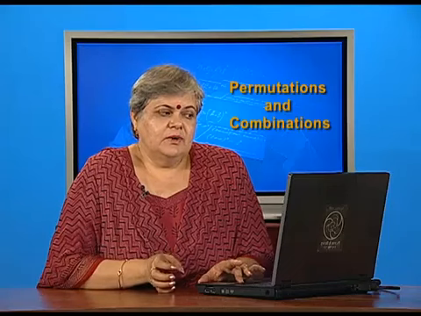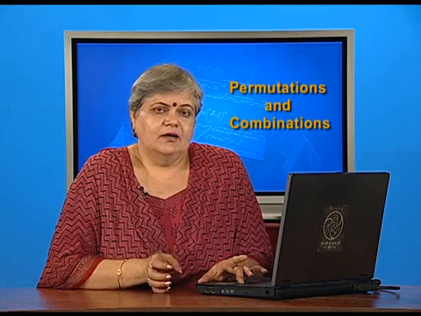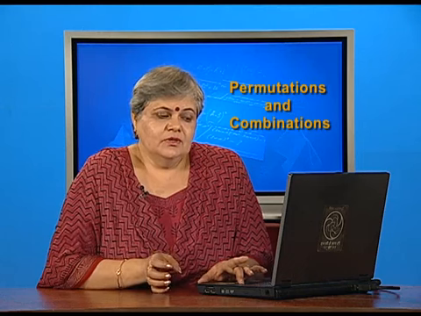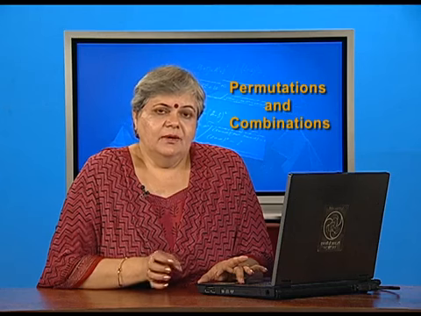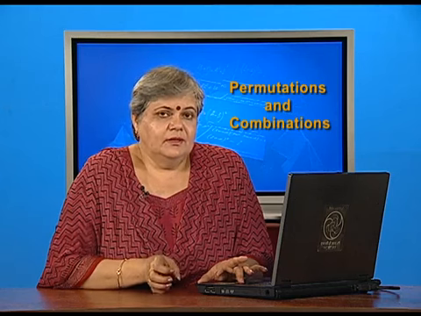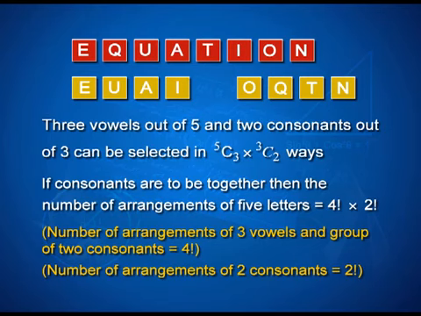How about arrangement when the 2 consonants occur together? For the 2 consonants to occur together, I have to make a bundle of them, and within the bundle I can arrange them in 2 factorial ways, but that bundle and the other 3 vowels make 4 objects which can be arranged in 4 factorial ways. So, we are looking at 4 factorial into 2 factorial to be the number of ways in which the consonants stay together, but the arrangements can be done.